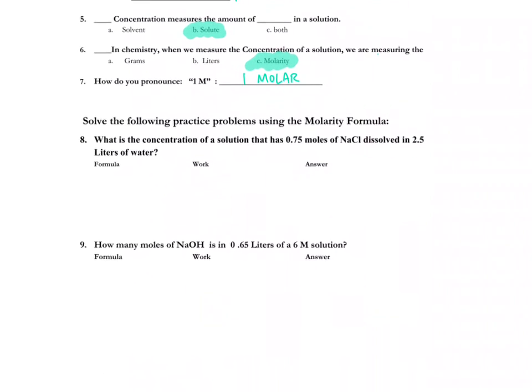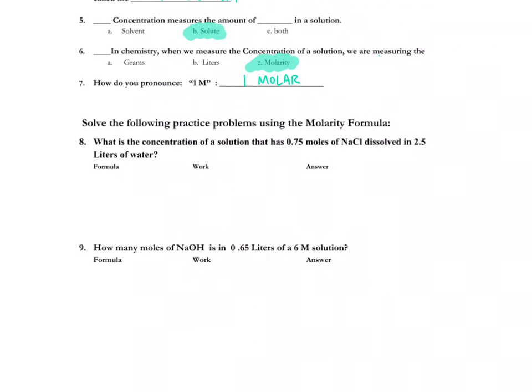In number 8 and 9, we want to determine certain values like moles, volume, or the molarity of a solution using our molarity formula. So I'll write up here the molarity formula in case you forgot it. The molarity formula is M equals molarity equals the amount of moles divided by the volume, which is always in liters. So molarity is moles divided by liters.